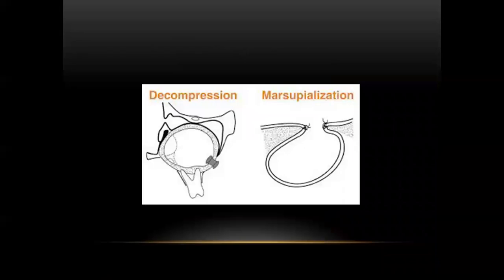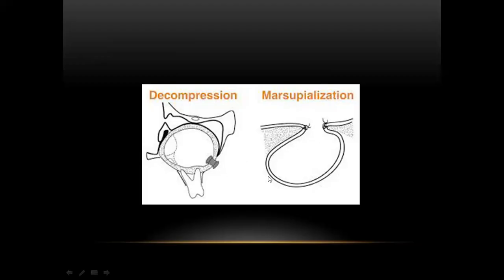So what is the difference between decompression and marsupialization? Decompression, as the name itself indicates, is something you do to decompress the cyst. You just create a window in an area that does not impair function. By creating the window, you allow the pressure present inside the cavity to be reduced. In this way, the content present in the cystic cavity will get drained.